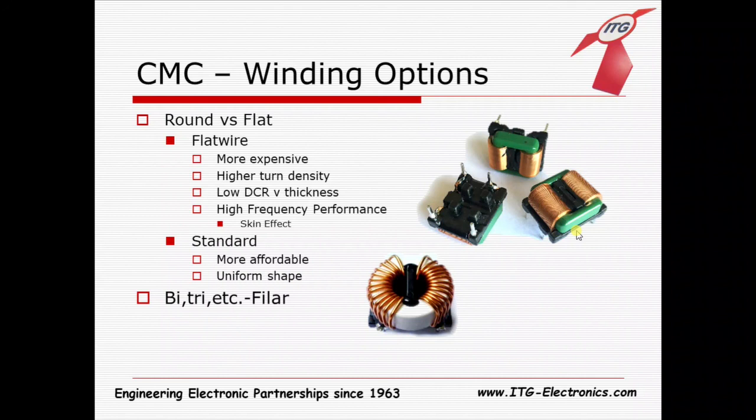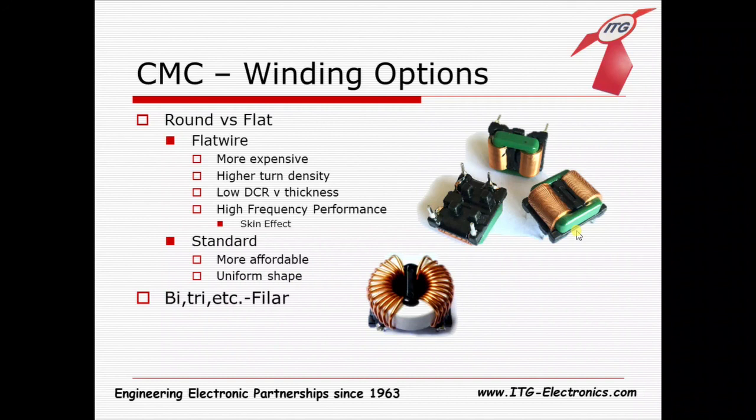The advantages of standard wire, though, are that you have more affordable options since it's so common to use standard or round wire. The volume versus price situation is going to be in the consumer's favor. And then it's a uniform shape, which sometimes makes multi-layer windings a little bit easier. And you don't need any special equipment to wind round wire versus flat wire. So that's another way it's more affordable.